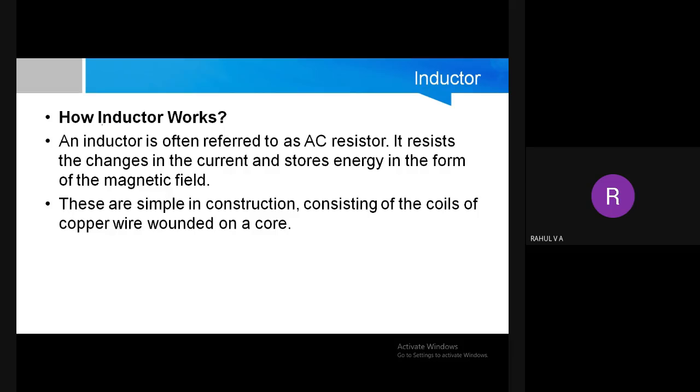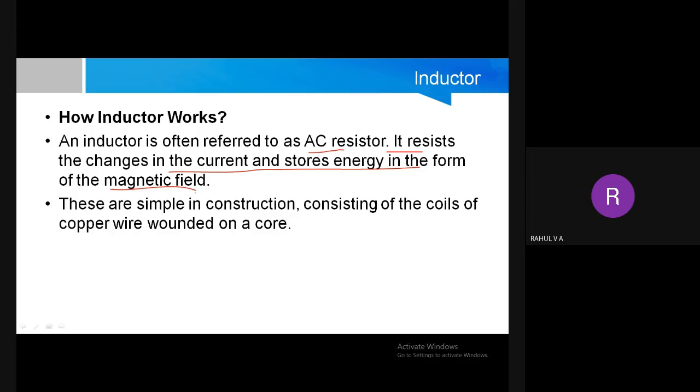So the inductor is often referred to as an AC resistor. So it is something like a resistance or resistor in an AC circuit. Okay, it resists the change in the current and stores energy in the form of magnetic field. Okay, now we got confusion, but it is a combination of resistor and capacitor, you can tell like that. So that means in the case of an AC circuit, it resists or opposes the changes in current, and also it stores energy, but it stores energy in the form of magnetic field.